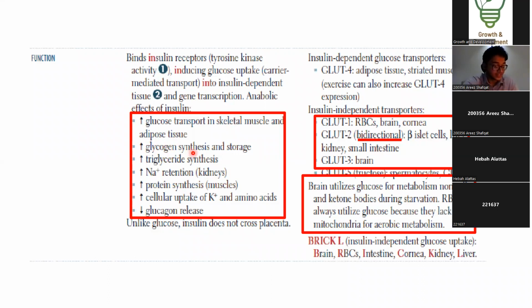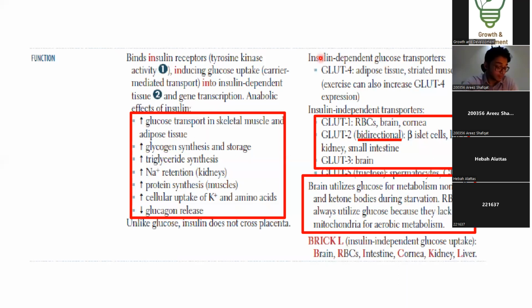Insulin increases glycogen synthesis and storage by activating glycogen synthase by dephosphorylation. Insulin increases triglyceride synthesis by activating acetyl-CoA carboxylase and fatty acid synthesis, as I told you. Insulin, as we said, increases protein synthesis. Skip this one, sodium retention. Skip this one too; you should understand this from renal. Insulin obviously will decrease glucagon release.